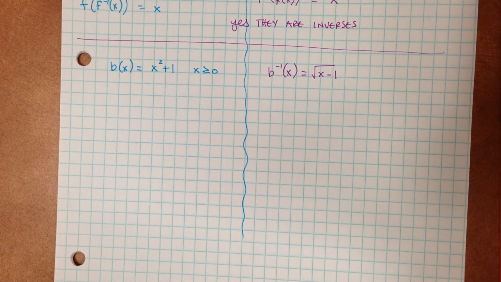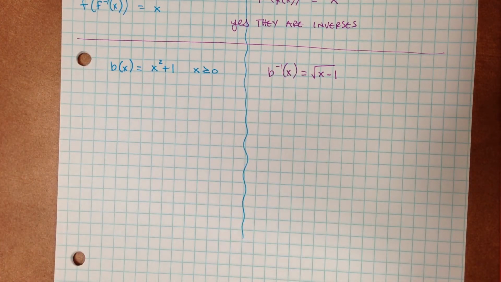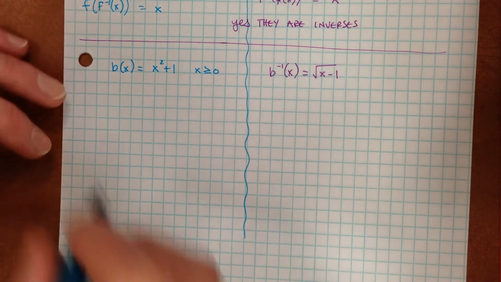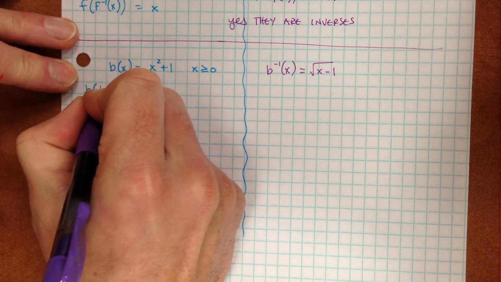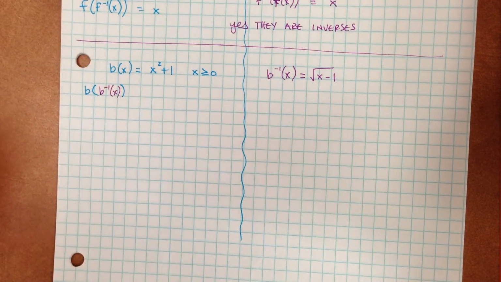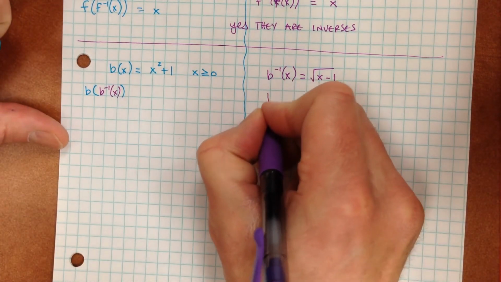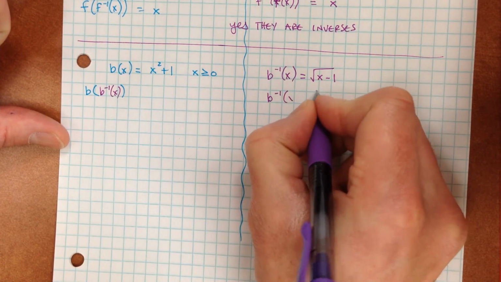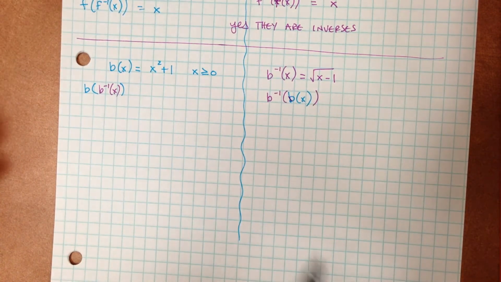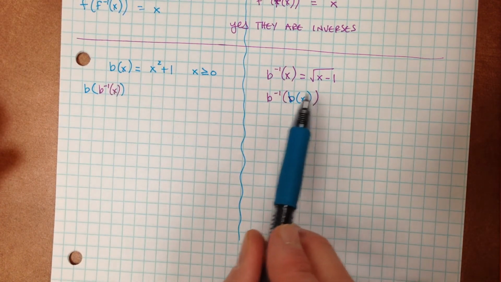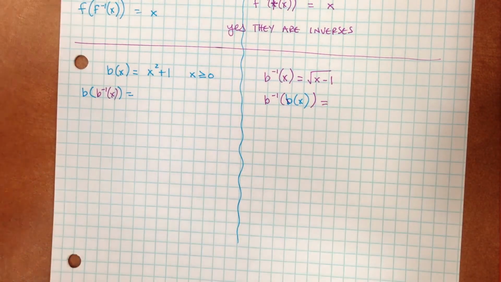So with those constraints, we need to substitute them into each other and we need to get x for both of those values. So I will start with b of b inverse of x. That is the inverse substituted into the function. Then we will do b inverse of b of x. That is the function substituted into the inverse. That is how I get these things set up. Then we just deal with our substitutions.